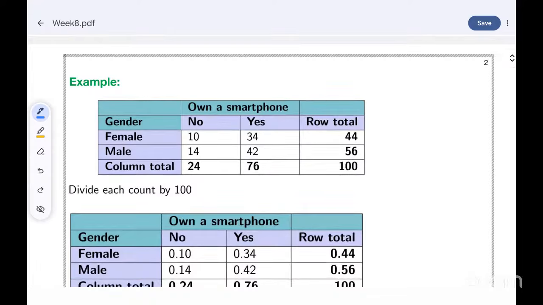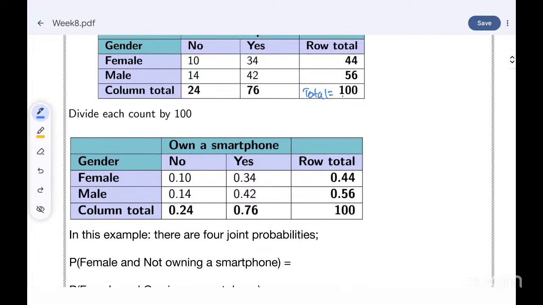So this is the example from the lecture. Now this is data represented in a contingency table, showing whether a person owns a smartphone or not, based on gender. Okay. So here we also have the row total and column total in each case. To get the probabilities, we have to divide by 100 because that is the overall total. So we are dividing each of these entries by 100.